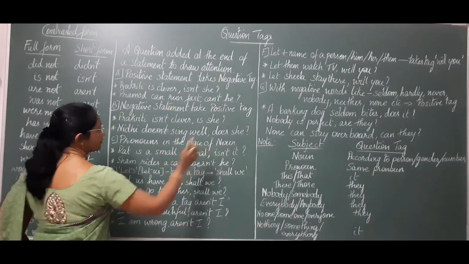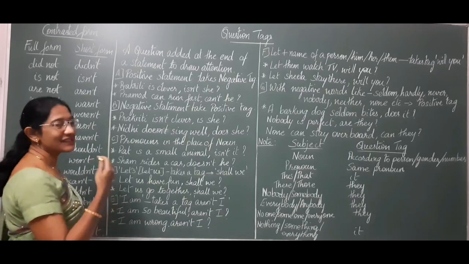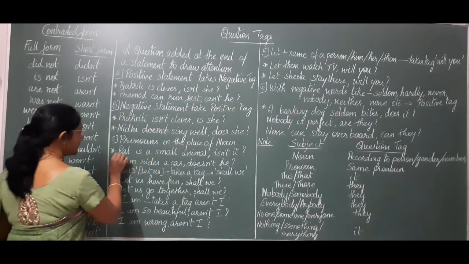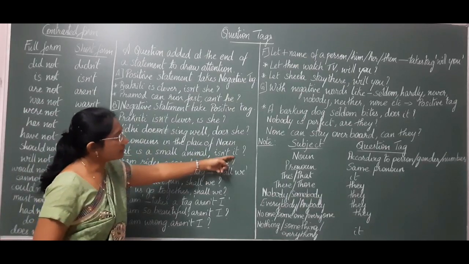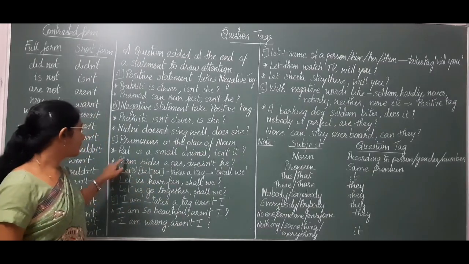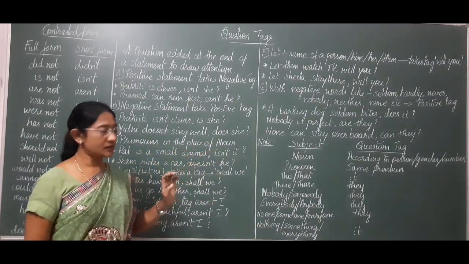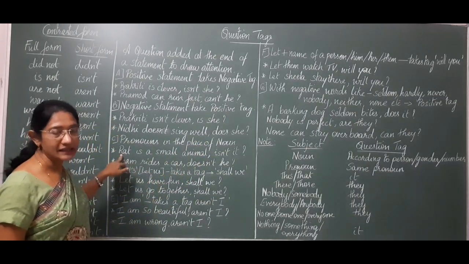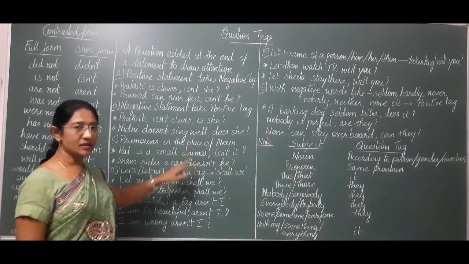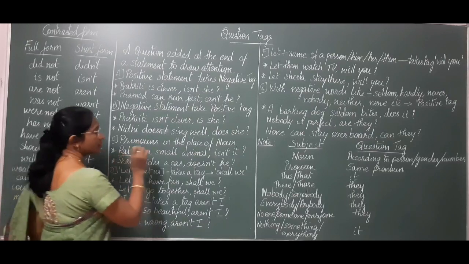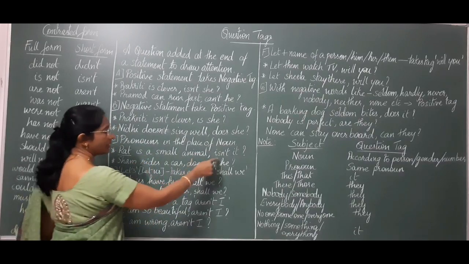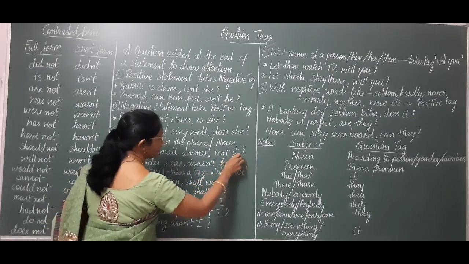Pronouns in the place of nouns. So wherever we are using nouns, we take its pronoun. For example, rat is a small animal. Rat is a noun and we take its pronoun it. Pronouns in the place of noun. So, if there is a noun in the statement, we take its pronoun in the question tag. Rat is a small animal. Now, rat is a noun and we take its pronoun it in the question tag. Is is a positive verb. We make it negative. Isn't. In the place of noun, we place the pronoun it.